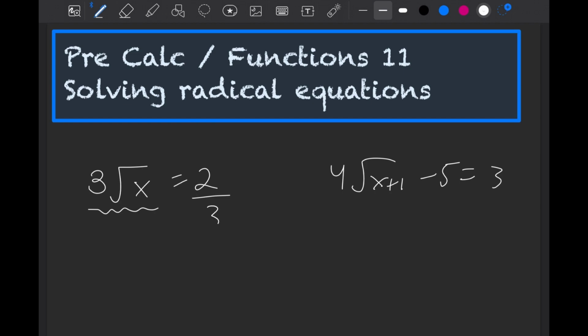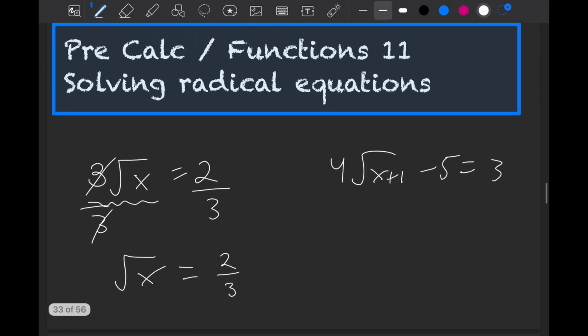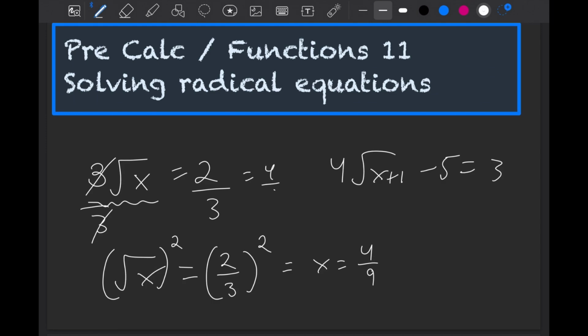But the first thing we can do is divide out a 3 on both sides, and you're left with square root x is 2 over 3. Then to get rid of the square root, you can basically square both sides, and that would leave you with x equals 4 over 9. And I'm just going to write that here as our circled answer, so I can make a little bit of space. So now try doing this one.